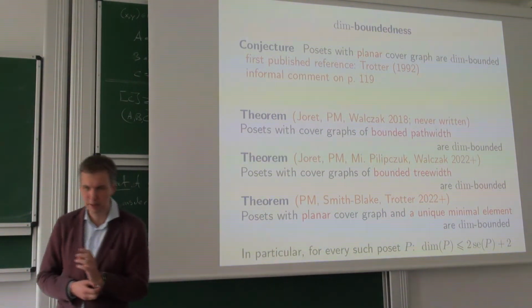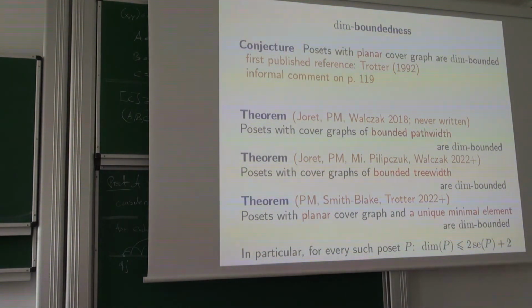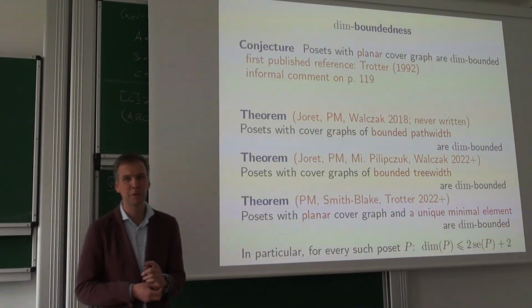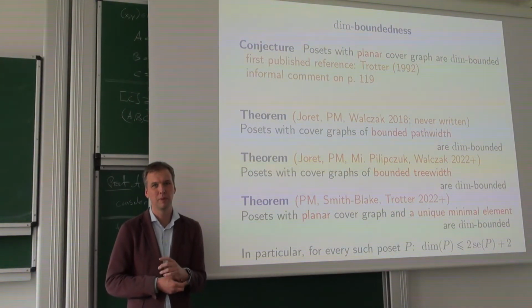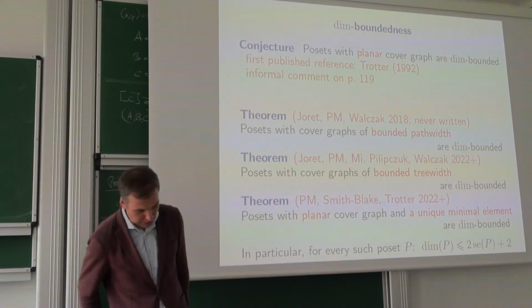And yes, we actually were able to get the bound twice the standard example number plus 2, and we believe that it's almost optimal, that the multiplicative factor is correct, and we are fighting with the additive one, and we are down to 2 or something like that, additive 2. So it's pretty satisfying, and we hope it will be of some use for the general problem. So that's for the dim boundedness.